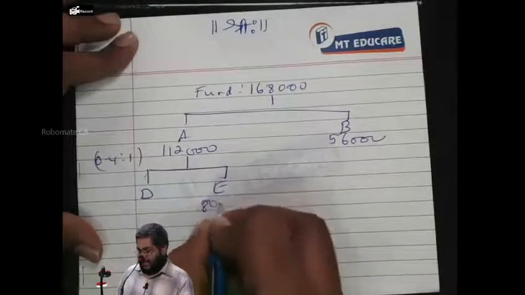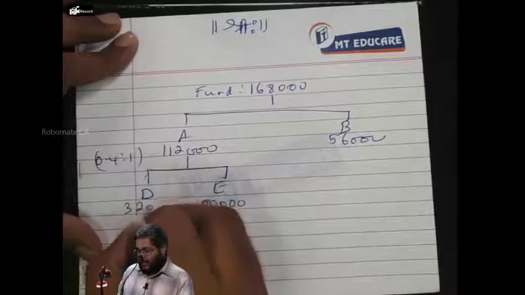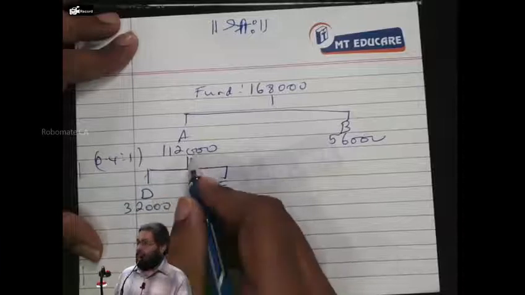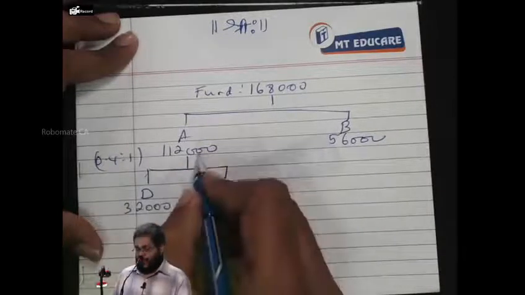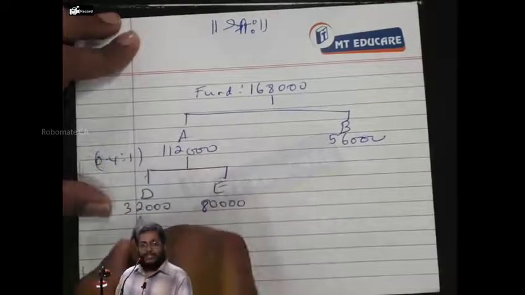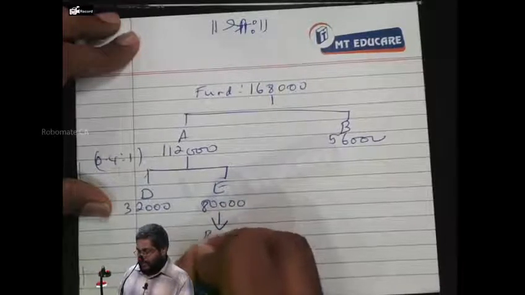Equity? Okay, 80,000. That is 32,000. Everybody following up? Very simple here. 1,12,000 divided by 1.4 into 0.4 gives you debt. 1,12,000 divided by 1.4 into 1 gives you what? Equity.